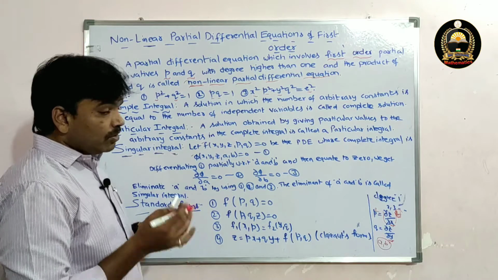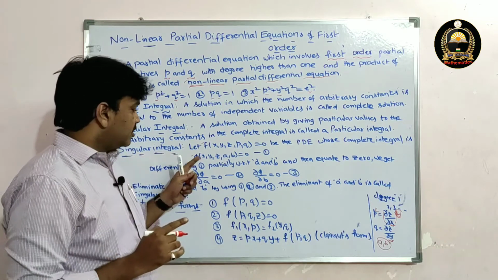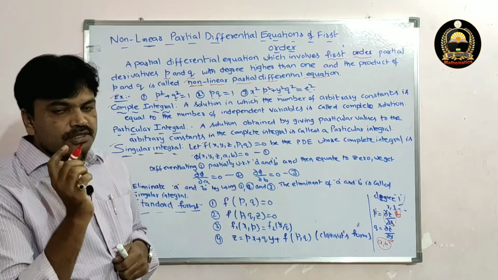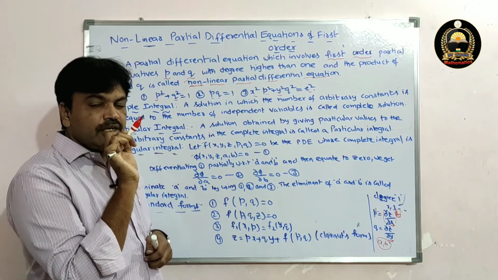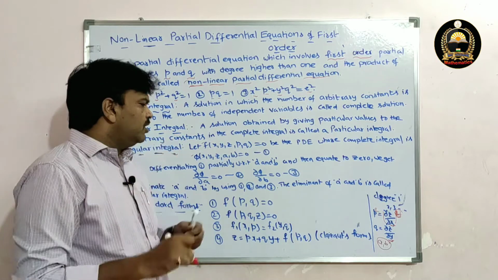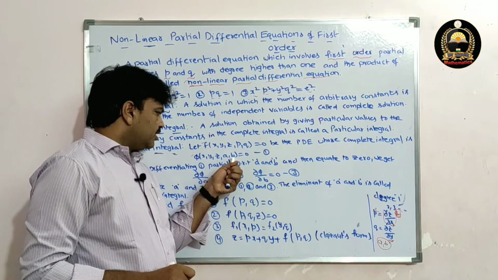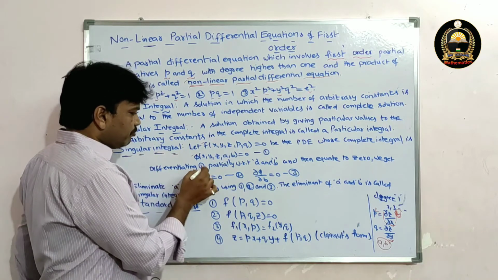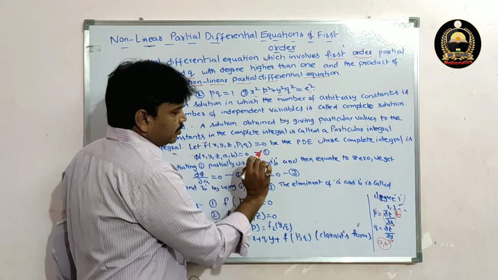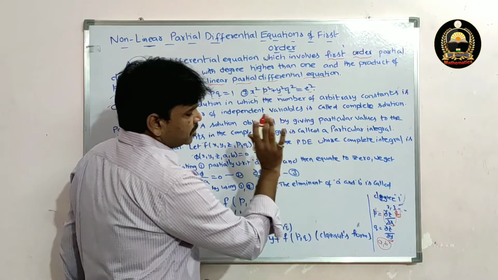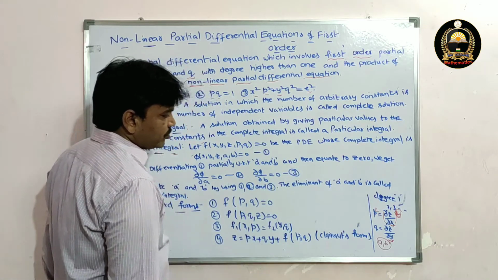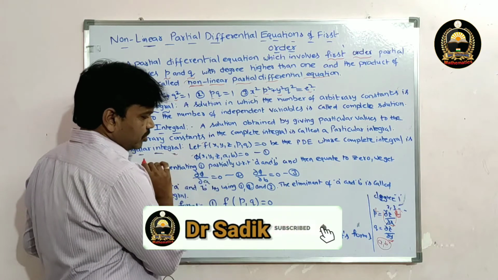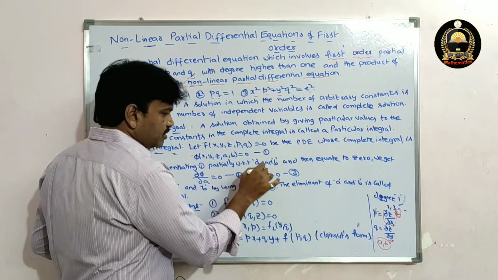Now differentiate this complete integral with respect to the arbitrary constants, which here are a and b. So I am differentiating partially with respect to a and b and equating to 0. Differentiate phi with respect to a and make it equal to 0, and again with respect to b equal to 0.